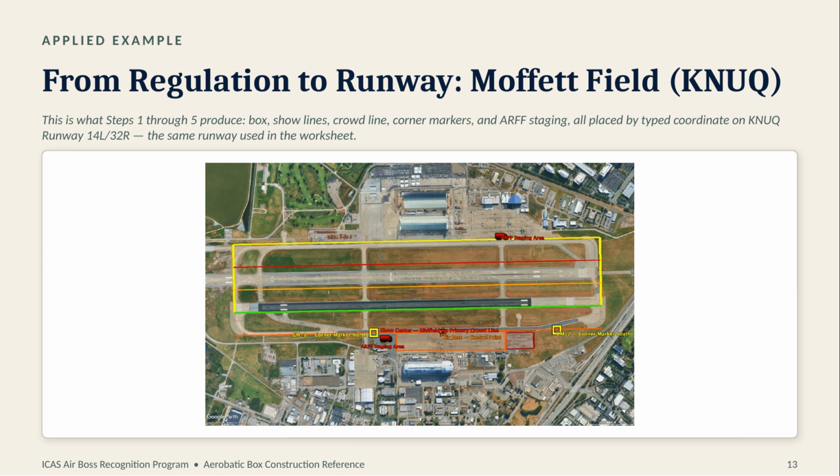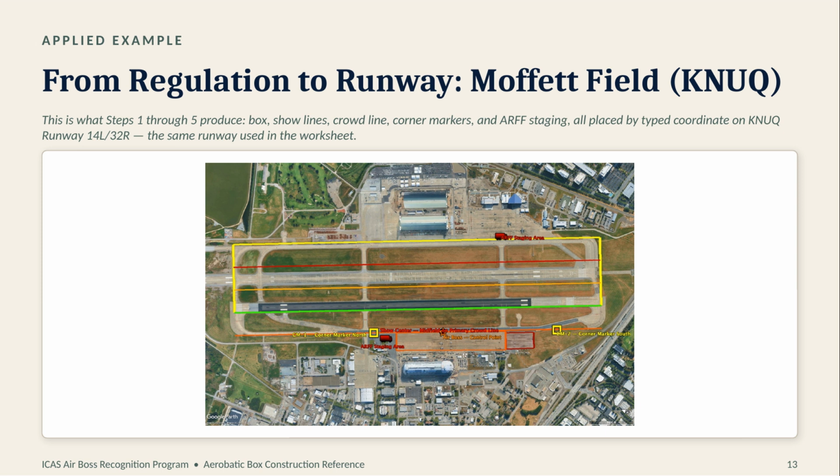At each end of the crowd line sit the corner markers, CM1 to the north and CM2 to the south, exactly where step 4 of the build sequence places them. Show center is marked at midfield, right on the primary crowd line, and next to it an orange box marked Airboss control point, with a star icon, shows where the show director actually stands. 2 ARF staging areas marked with fire truck icons sit along the box boundary, one near show center and one at the far end near CM2.